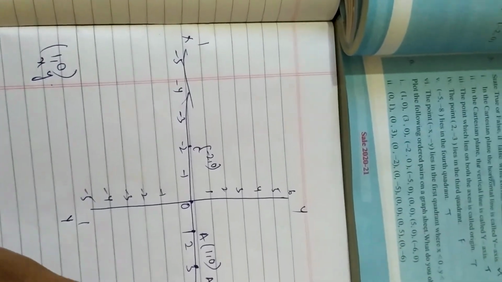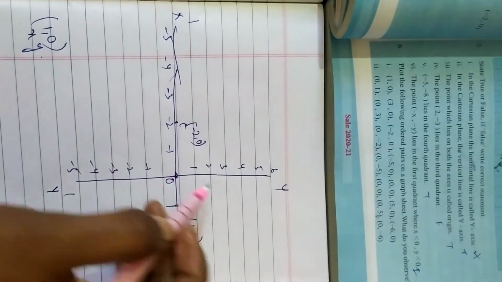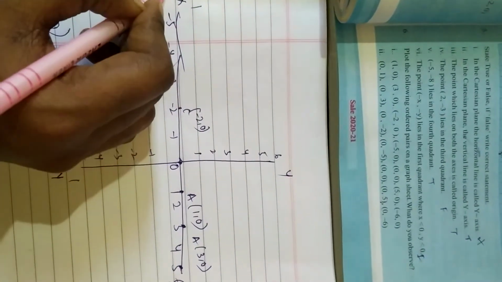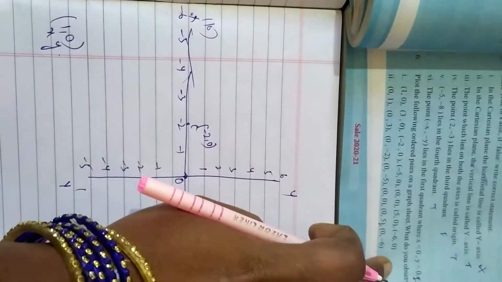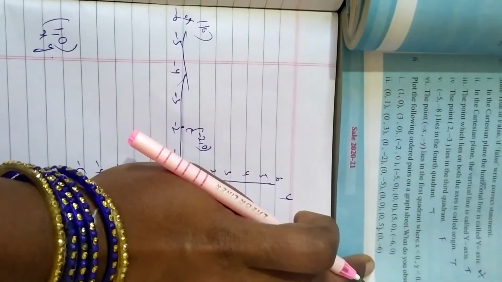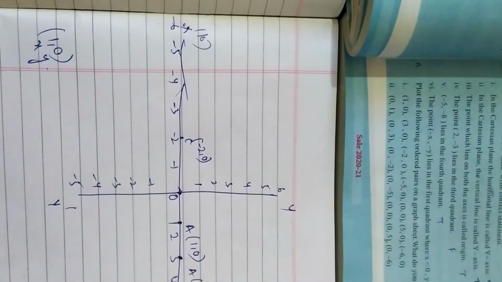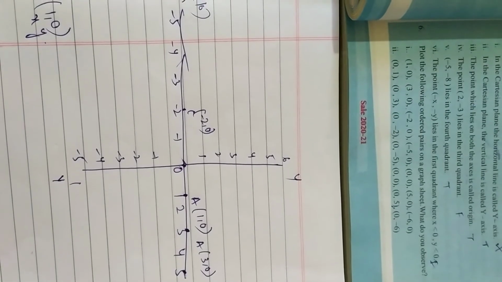Next, (-5, 0) and (-6, 0) are here. So these all are on x axis, and the second set should lie on y axis. The first one should lie on x axis and the second one should lie only on y axis. So that we have to observe and you have to write down the conclusion.